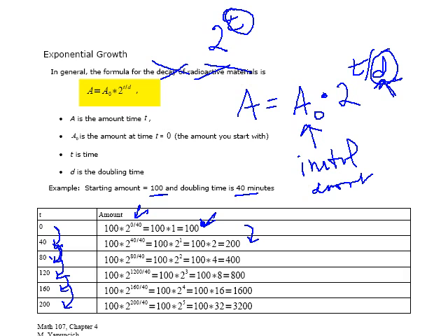Let's go another 40 minutes to 80 minutes. Put the 80 here in the exponent. That becomes 2 squared, which is 4. So now we have doubled again. And this pattern continues.